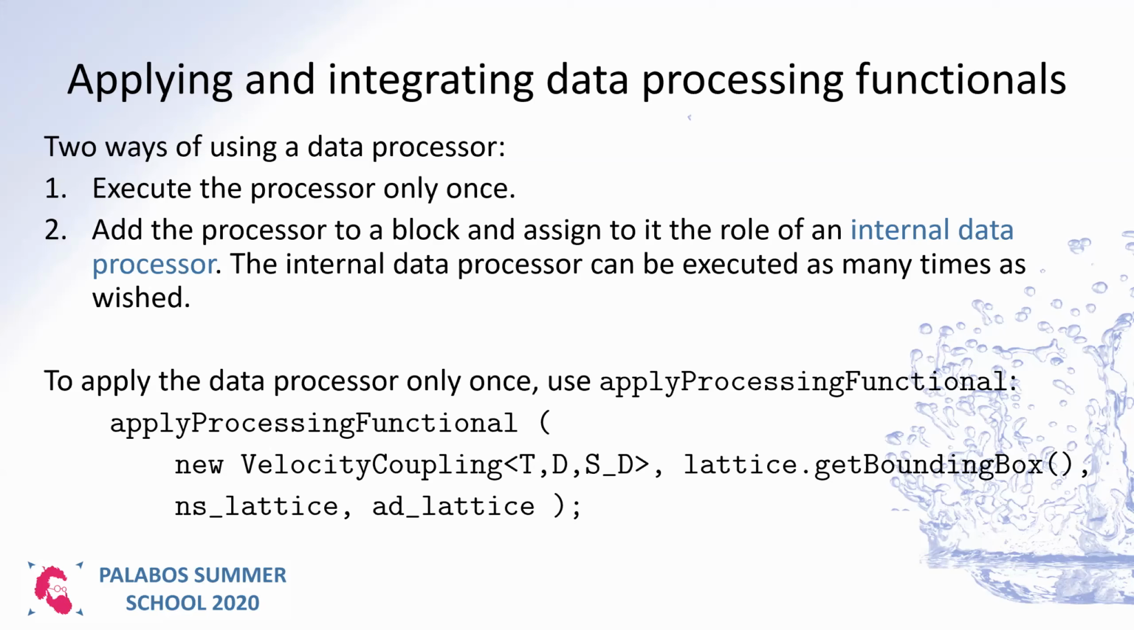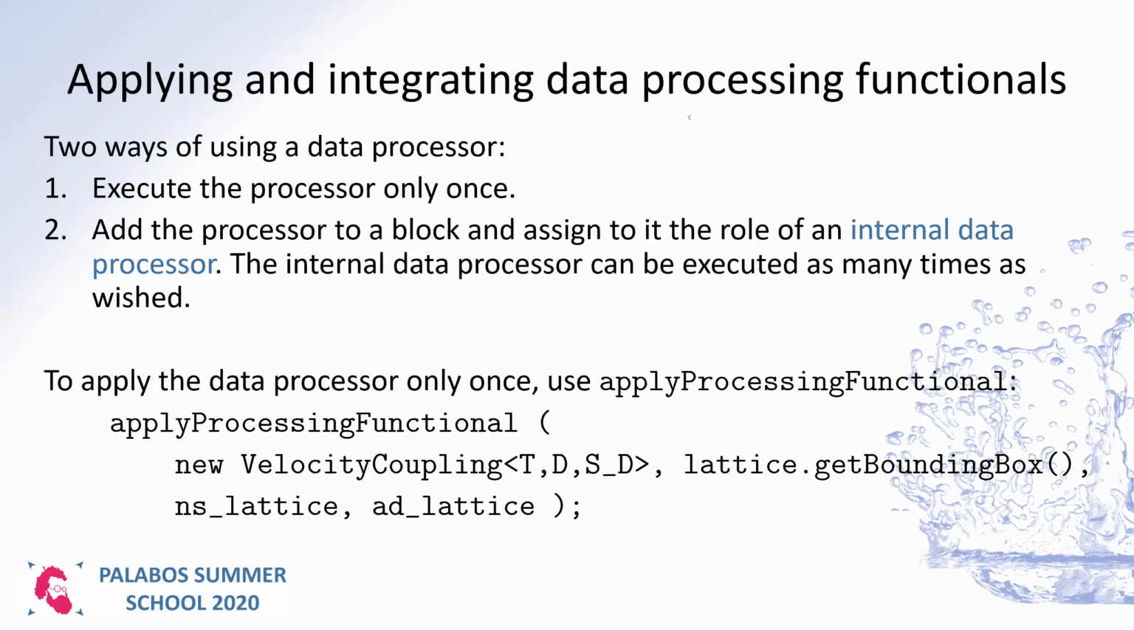If you want to execute your data processor just once, you call a function that's called apply processing functional. You provide the name of the data processor while you create an object of your data processor. You provide the size of the global domain on which the data processor is going to be executed.